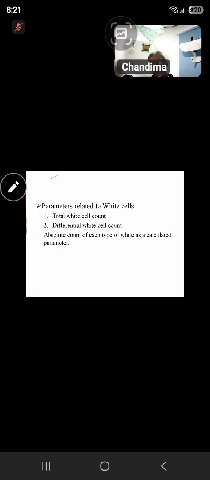In some conditions, the patient's WBC is normal, but the lymphocyte count is increased. In some conditions, the WBC count is low, between 3000 and 2000, but the lymphocyte count is increased. At that time we can identify that the patient may have a viral infection.